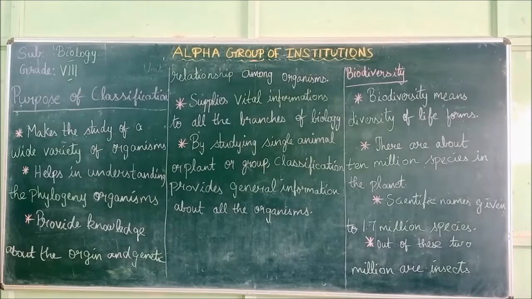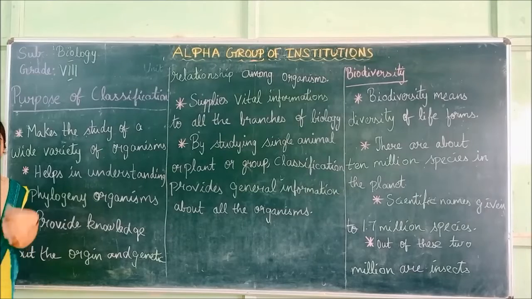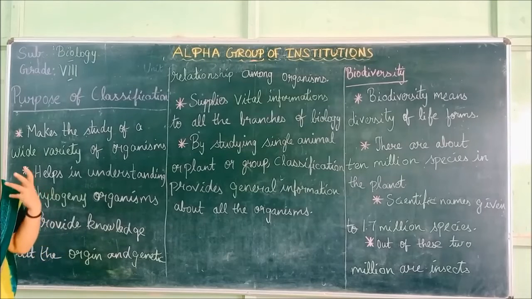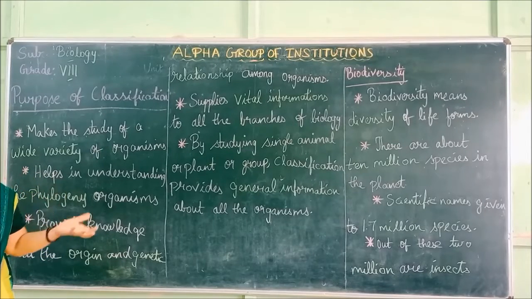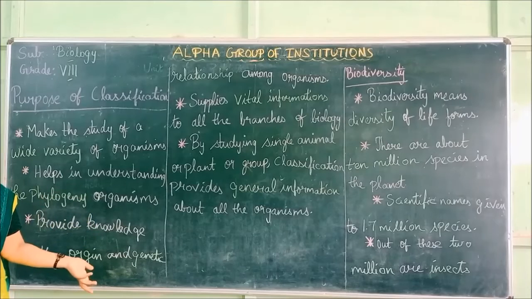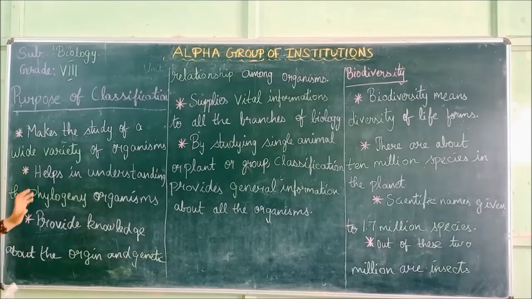We saw what classification is first, and the three types of classification, that is natural, artificial and phylogenetic classification. Now next we are going to see the purpose of classification. So why is classification made? What are the uses of classification? Why are so many types of classification there? That we are going to see now.